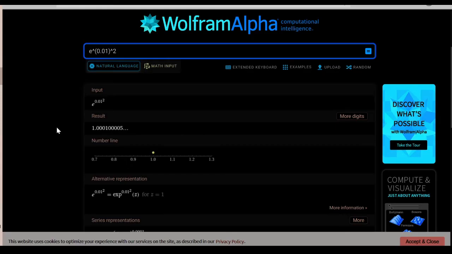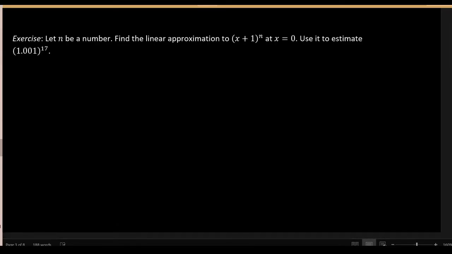And in reality, that really is pretty close. The actual value of e to the power 0.01 squared is given by 1.0001. So the difference between the actual value of the function and the value predicted by the tangent line is only 0.0001 units. So here's another common exercise of a similar flavor.